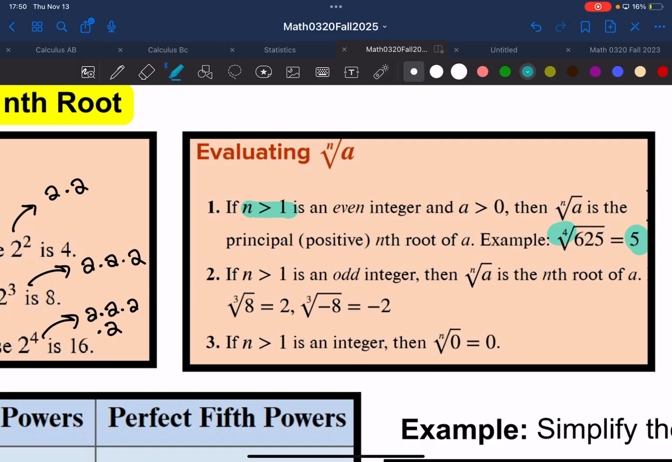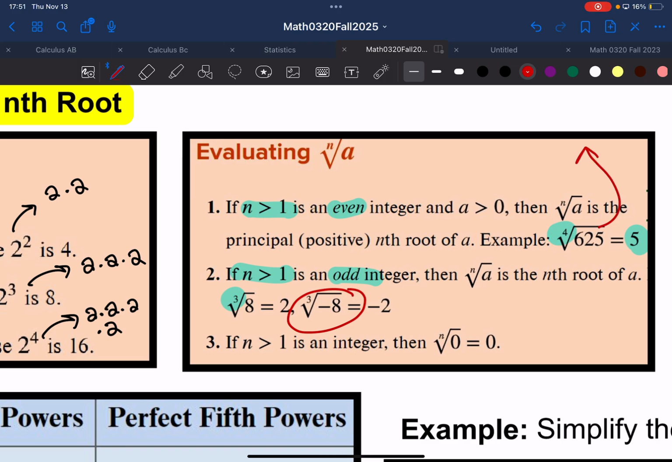Versus if n is greater than 1, but it's odd. Okay, so now we're looking at still the number on the outside, but notice instead of a 4, it's a 3. So now we have an odd number. If we have an nth root of an odd number, then we are able to take the nth root of something that's negative. Okay, so notice here, we have the cube root of negative 8. Because it's an odd integer, so it's 3, we're able to include a negative inside.